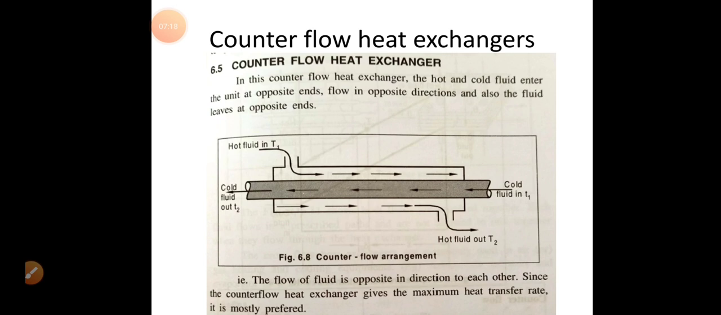Here you can see that the cold fluid enters the heat exchanger from the right side and leaves through the left side. That is represented by an arrow, and the portion is shaded. But the hot fluid enters the heat exchanger from the left side and leaves through the right side. That is also represented by arrows from left to right.